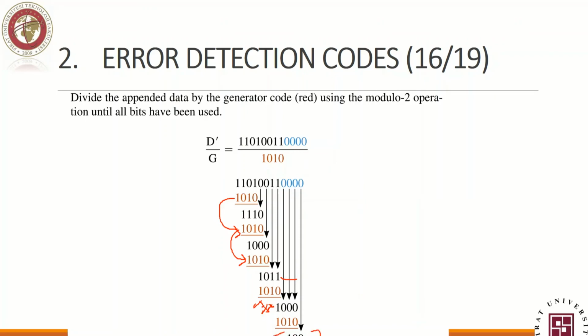Now we cannot apply XOR. Why? 3 digits is less than 4 digits. Here we have 4 digits, so this is a 3-digit code. It's smaller than this, so it's a remainder. There is no modulo here. In this case, it's a remainder by itself.